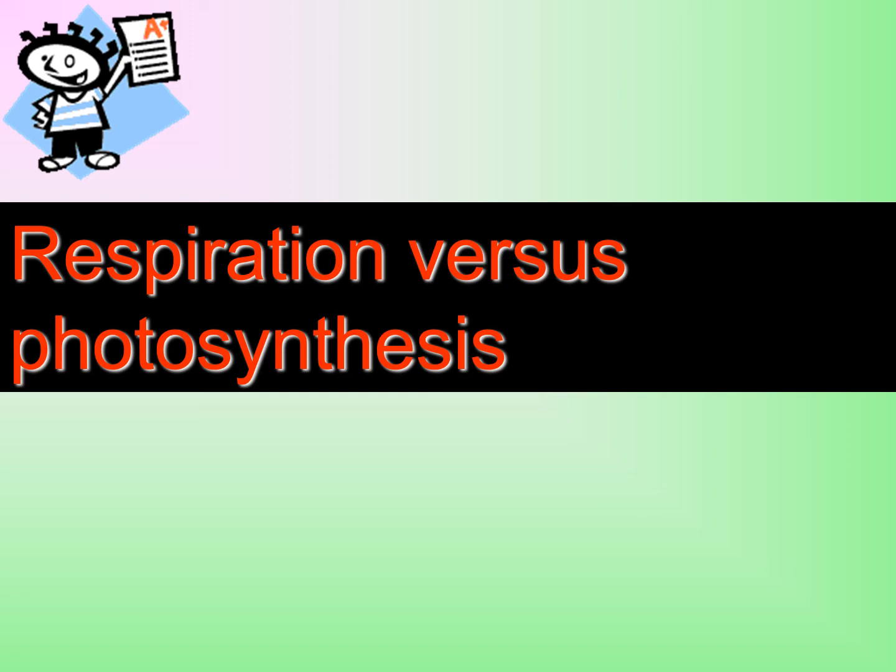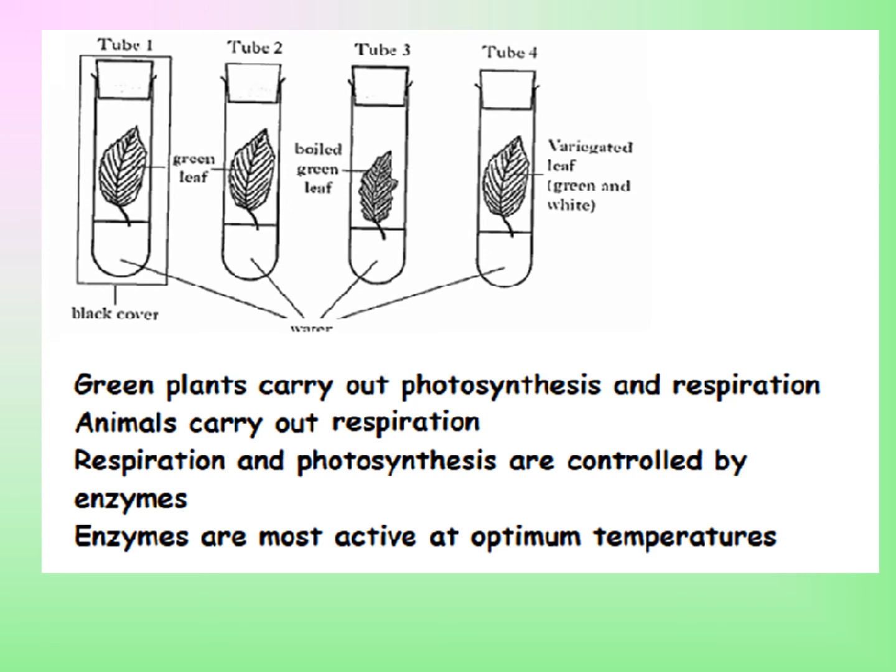Now we're going to look at respiration versus photosynthesis. Now, we know that green plants carry out photosynthesis and they carry out respiration. We know that animals carry out respiration. We know that respiration and photosynthesis are controlled by enzymes, and we know that enzymes are most active at optimum temperatures.